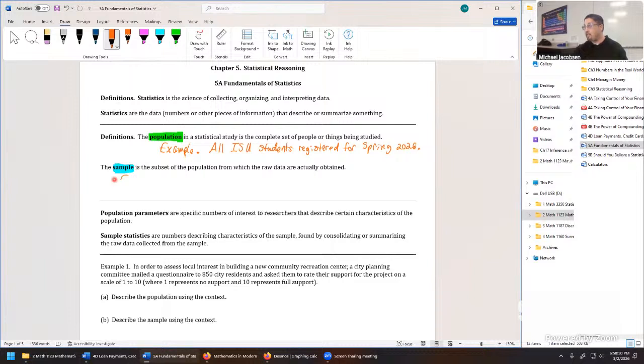So a sample might be 50 ISU students registered for spring 2026. So we're going to go for a reasonable sample size. This is still probably a good amount of work.